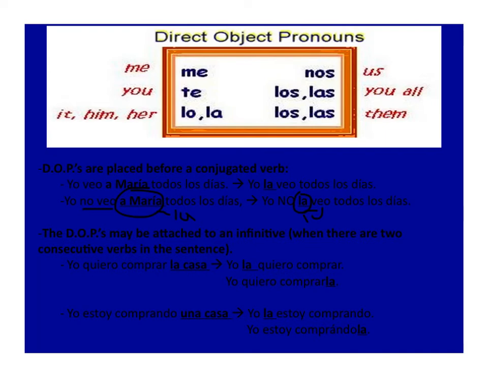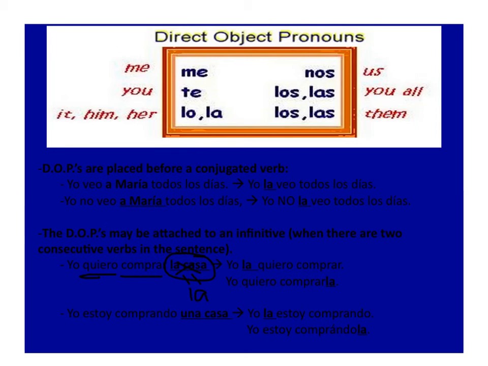Now, if we have two verbs in the sentence, we have a couple of options. Let's look at the following example. In the sentence, yo quiero comprar la casa. Notice how we have two consecutive verbs. We have quiero and comprar. Yo quiero comprar what? I want to buy what? The house is your direct object. Which direct object pronoun are we going to use to replace la casa? We're going to use la.